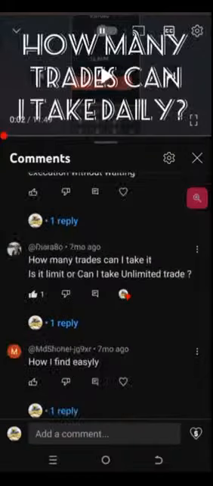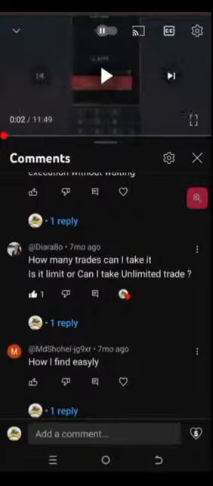So I'll just take one more question. It says, how many trades can I take? Is it limited, or can I take unlimited trades? Actually, you can take as many trades as will get executed on limit order. Like I said, depending on the volume, the liquidity, and the movement of price, your trade can get executed within minutes. And once it gets executed, you can take out another trade. You don't have to wait like just one trade a day. You can do several trades within a day. It's unlimited. You can take it as many times as you want, as long as it gets executed.